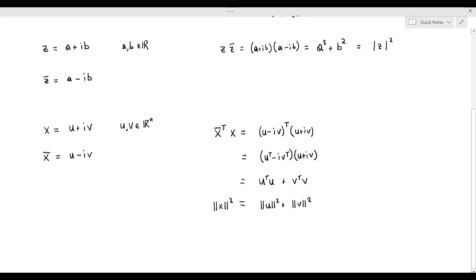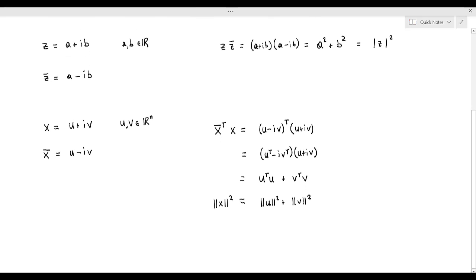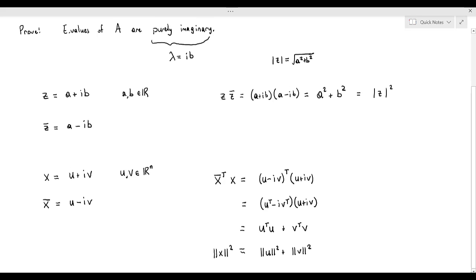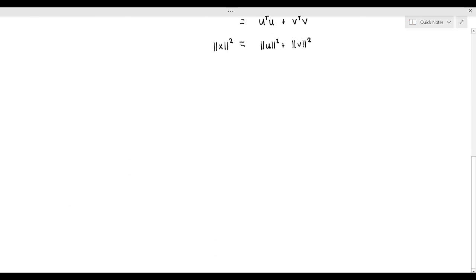Okay. So those are just a couple of things that I wanted to highlight before I dive into the proof. So again, I'm trying to prove that if A is real and anti-symmetric, then its eigenvalues are purely imaginary. So let's jump into the proof now.